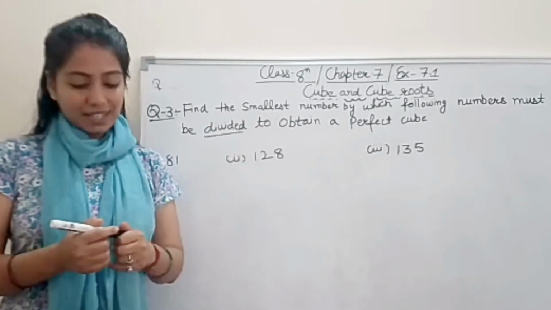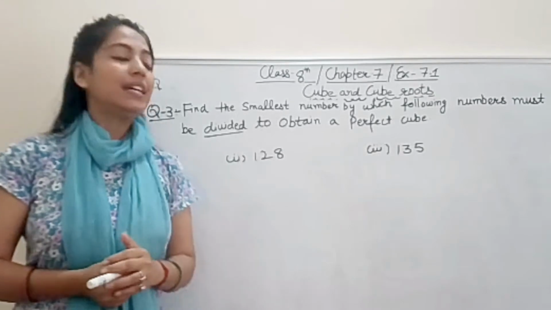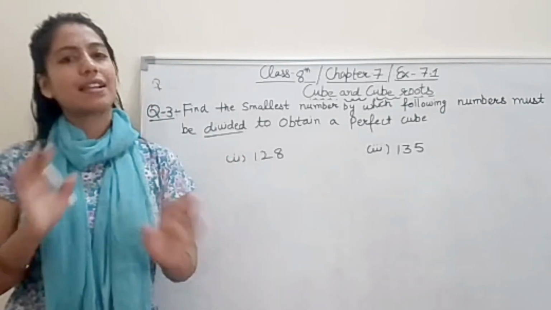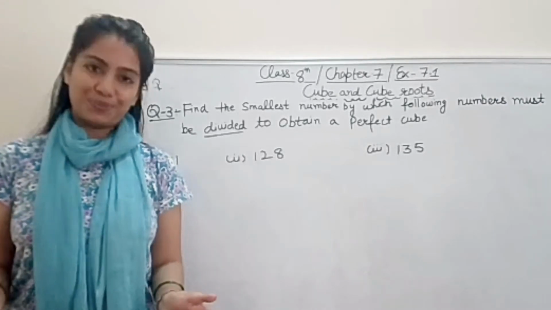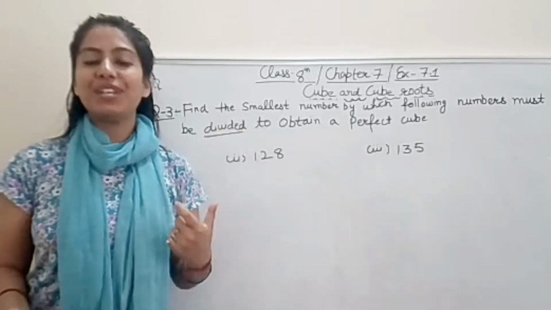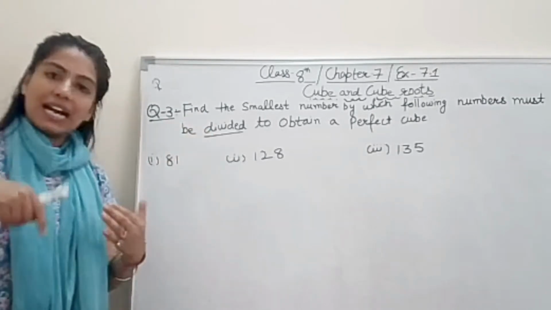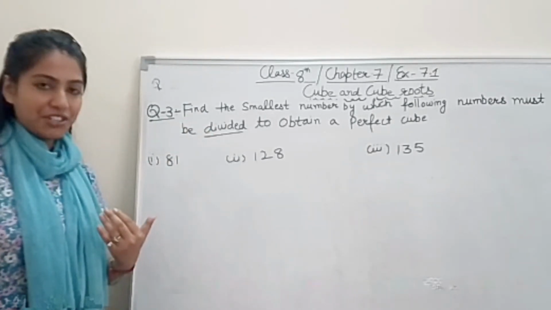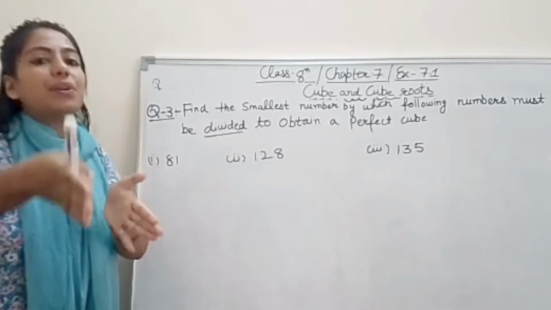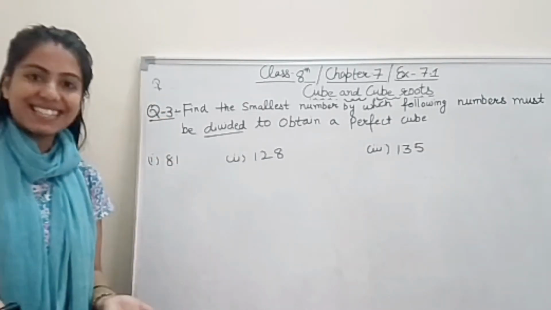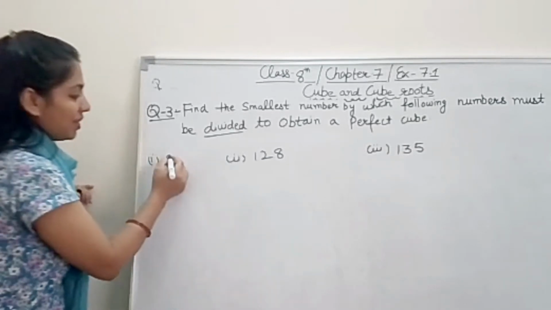I told you earlier that if you understand the introduction part easily, then the exercise questions will be very easy for you, right? This we have also introduced in the introduction part. So it must be divided, meaning again we will do the prime factorization. Whatever extra number there is, that will be divided, removed, subtracted. That's it. So what is the equation?